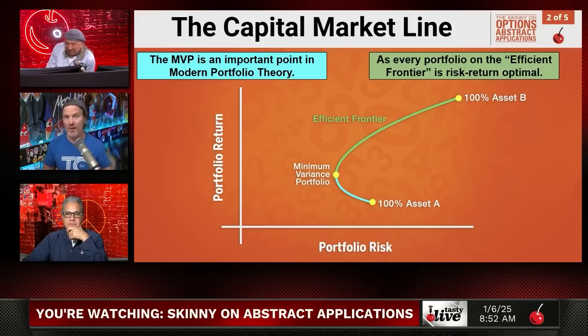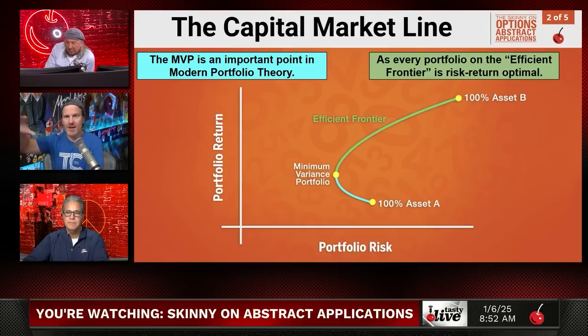So there are a lot of conservative investors and traders out there who want to know, where is the point where I can achieve a modest level of return but really take my risk down to the lowest possible level? Where does that exist? Well, that, of course, is going to be on this curve. You see that right there as the minimum variance portfolio.